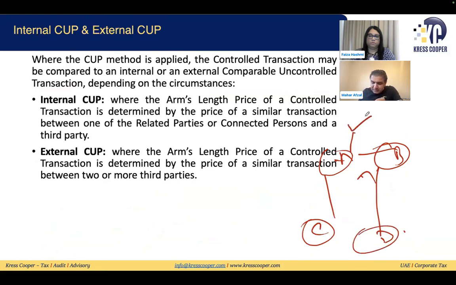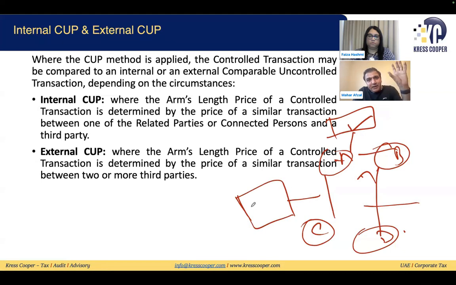This portion is called controlled transaction price. This portion is called uncontrolled transaction price. This is called internal comparable. The price at which A is selling to B and the price at which A is selling to C is called internal CUP. Internal CUP is where the arm's length price of the controlled transaction is determined by the price of a similar transaction between one of the related parties, the connected party, and a third party. This is my internal comparable.